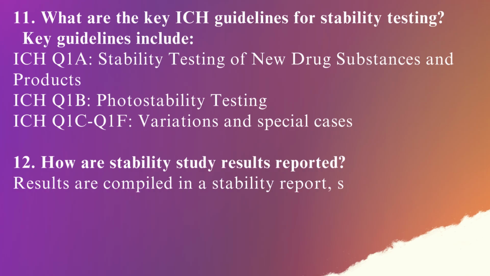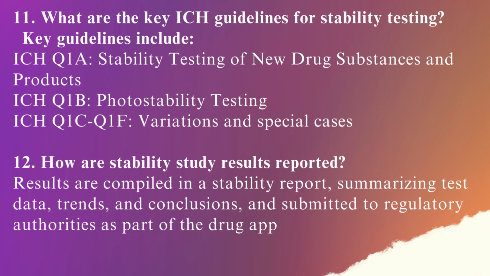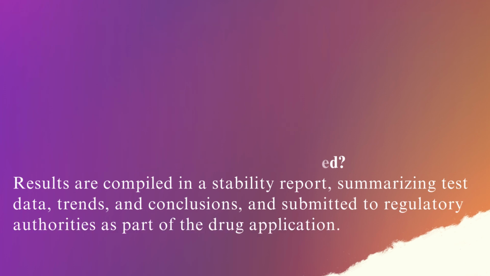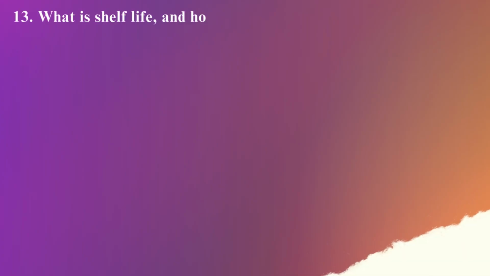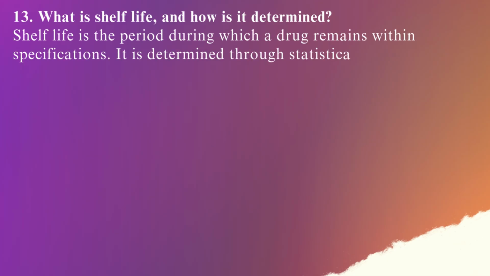How are stability study results reported? Results are compiled in a stability report, summarizing test data, trends, and conclusions, and submitted to regulatory authorities as part of the drug application. What is shelf life, and how is it determined? Shelf life is the period during which a drug remains within specifications. It is determined through statistical analysis of stability data.